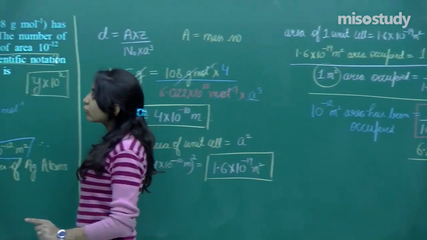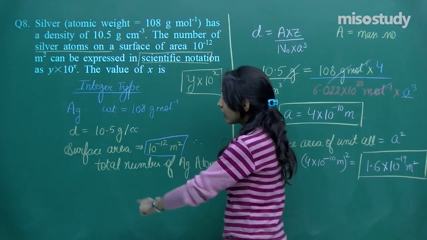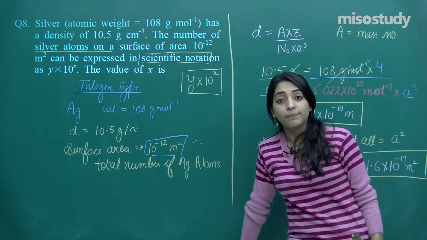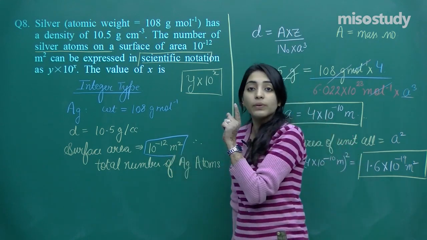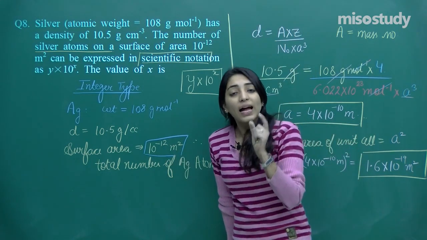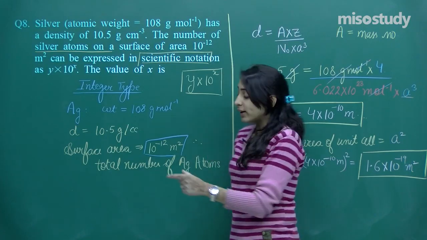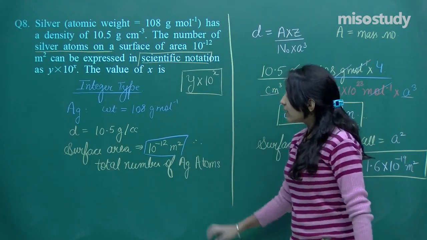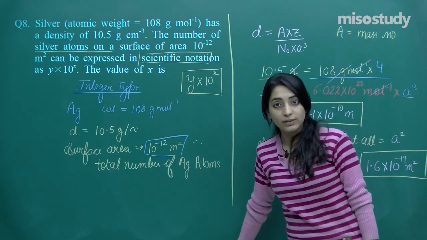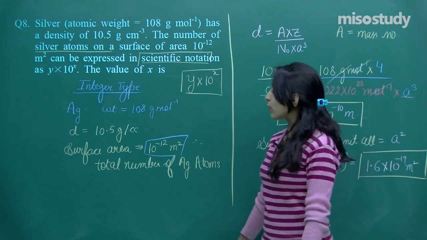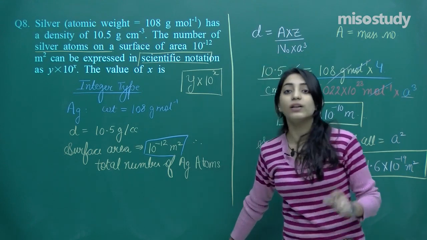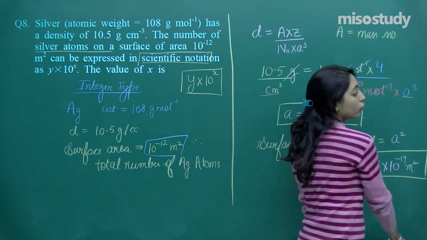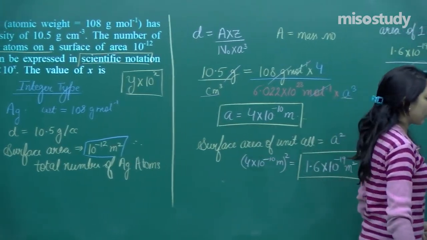But guys, read the question again. You were to find out the total number of silver atoms present in this particular area, right? Where did I come up to? I just came up to one particular point, that the total area occupied is 10 raised to the power minus 12 meter square. Now we need to continue further in order to find out the total number of atoms present in that much unit area. Note it down so that we can continue further.